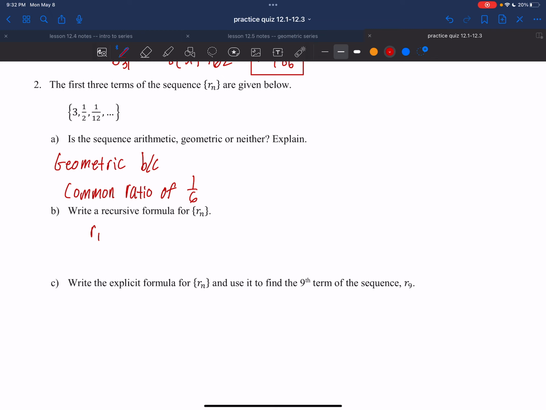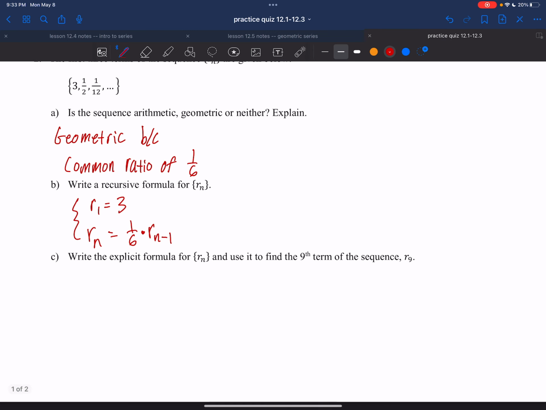Let's write a recursive formula for R sub n. So we tell the first term of the sequence is 3. And then, sorry, I hear people outside. Got a little spooked there. They were being loud. And then R sub n is, I take the previous term and I multiply it by 1/6. So it's 1/6 times R sub n minus 1. And that's it. And now I want an explicit formula. So since it's geometric, I know that R sub n is the first term times the common ratio R.